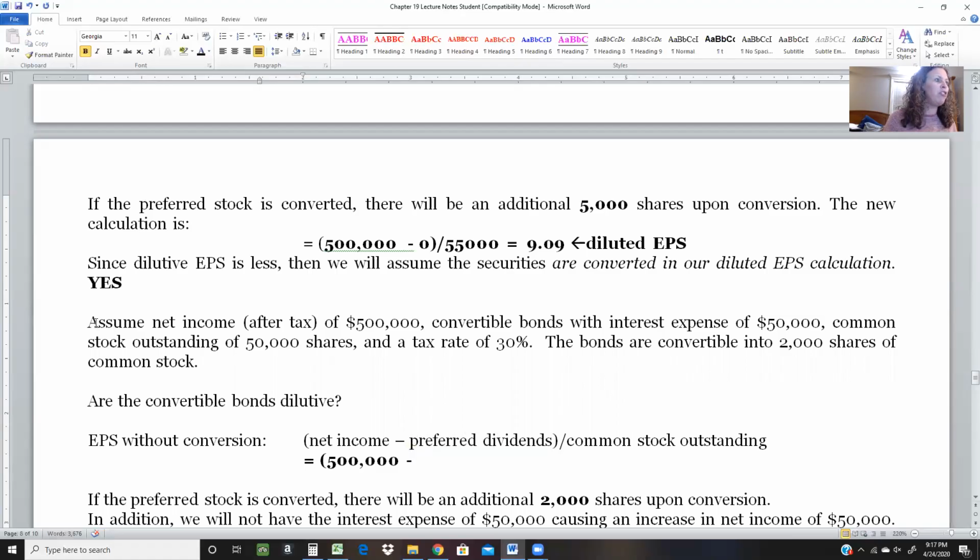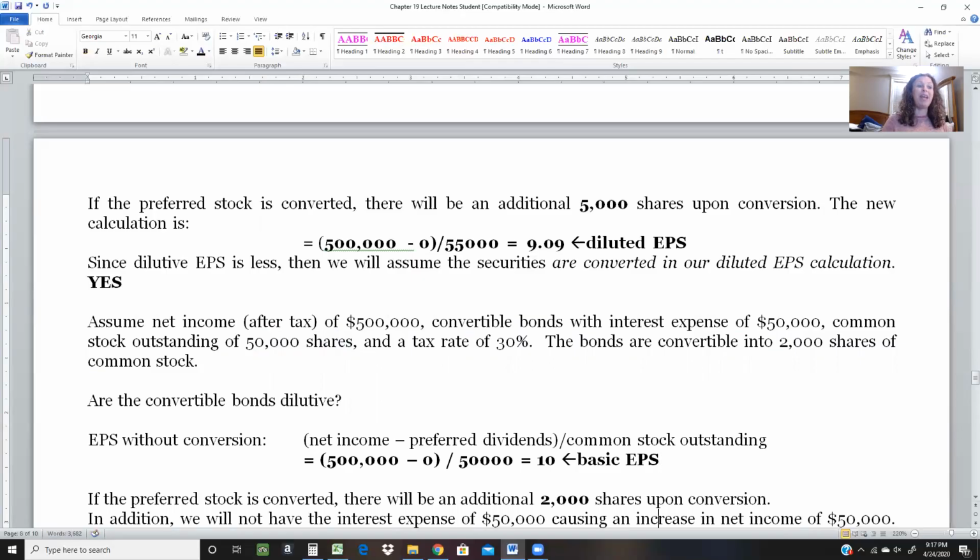And there is no mention, this is a separate problem, okay? There's no mention, and we're going to have ones where we have both, and I'll do those in a little bit. But there's no mention of any preferred dividends, and so I'm just going to do minus 0. And my common shares outstanding in my basic model is going to be 50,000 shares. So 50,000 shares gives me $10 of basic earnings per share.